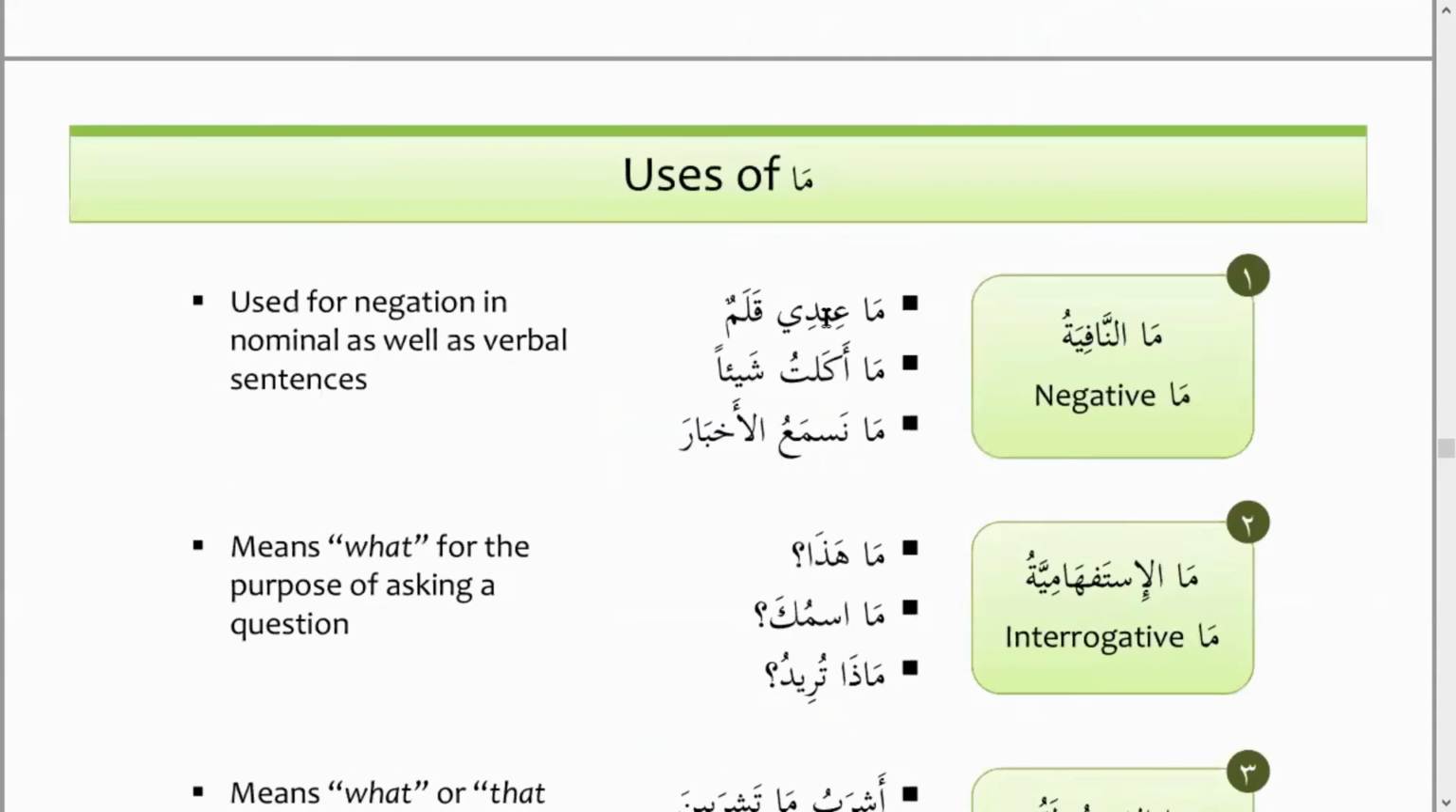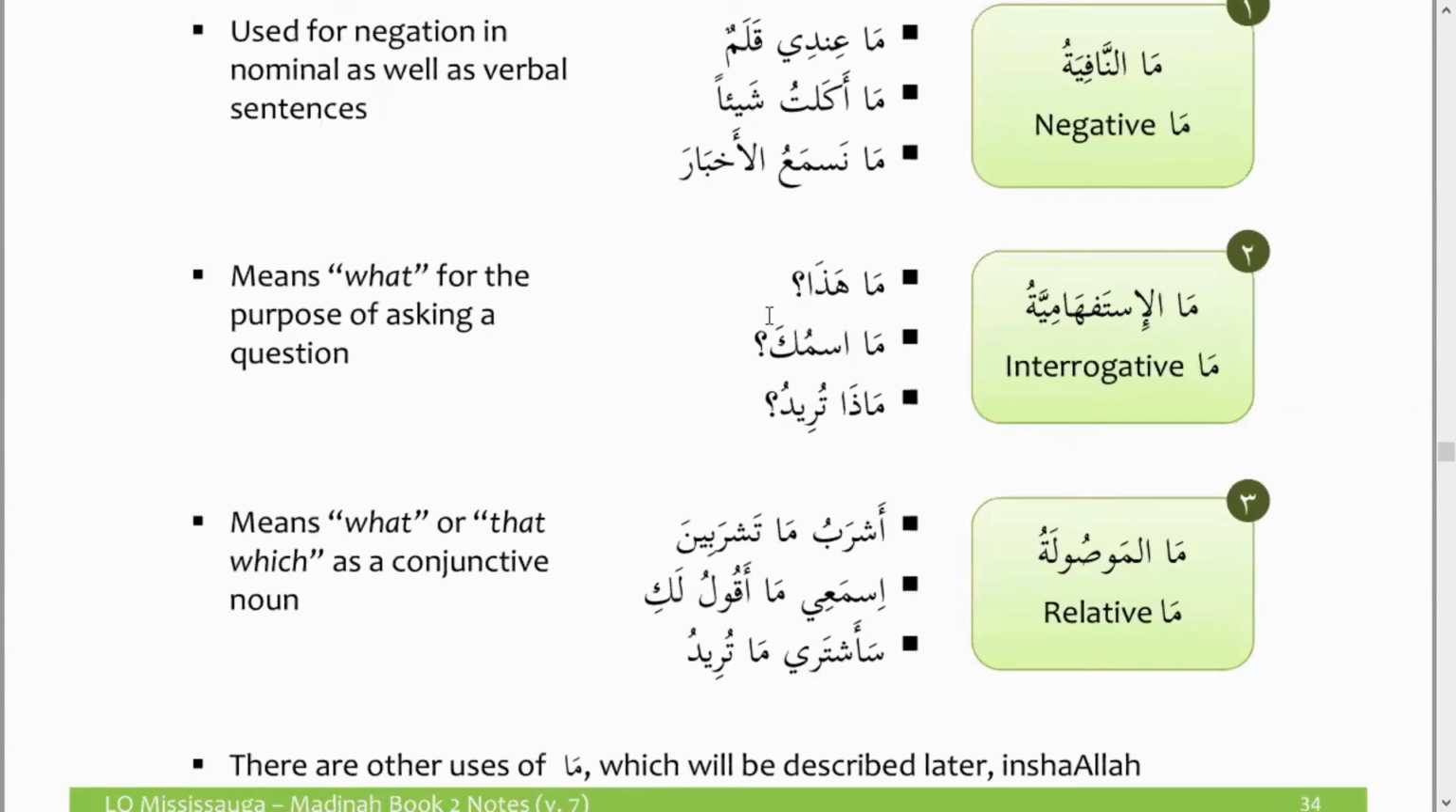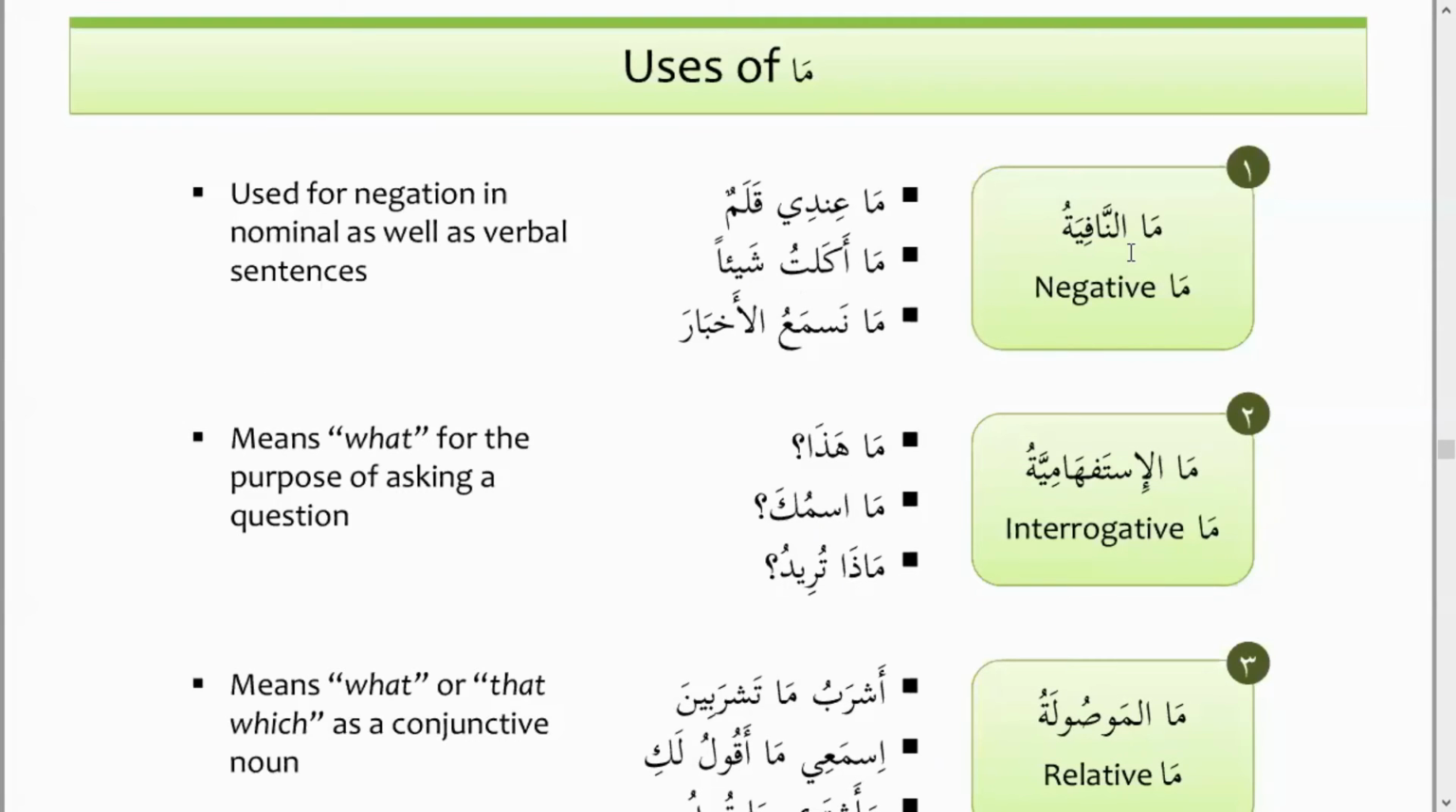All right. And then we are learning about uses of ma. There are so many types of ma, but we learnt about ma nafia, right? This is used in negation in nominal as well as verbal sentences. For a nominal sentence which starts with a noun, ma nafia means negative ma. Ma indi qalamun, I don't have a pen. Ma akaltu shay'an, only with madi. Right? Ma nasma'ul akhbar. But with mudari' it will also come, though it is negating the mudari' only in the present.